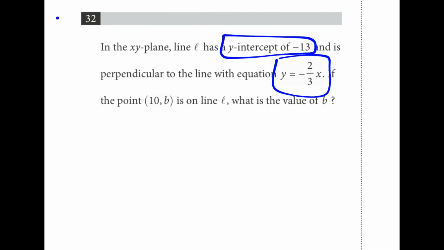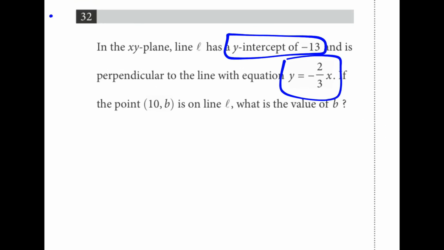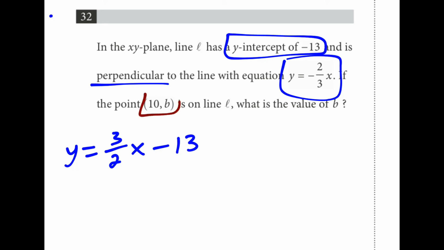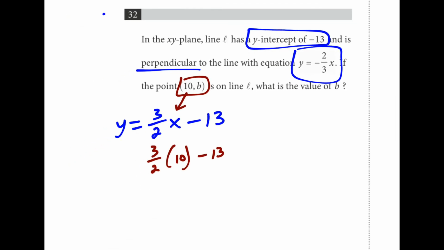So for 32, I have the key information for slope and intercept. My slope is going to be the opposite reciprocal of negative 2/3 because they say it's perpendicular. So I'm going to write that out as 3/2. And if my y-intercept is negative 13, I write it like that. Then they give us this coordinate, so we're going to plug in a 10 for x. So 3/2 times 10 minus 13. So this is going to be 15 minus 13, which is just 2.